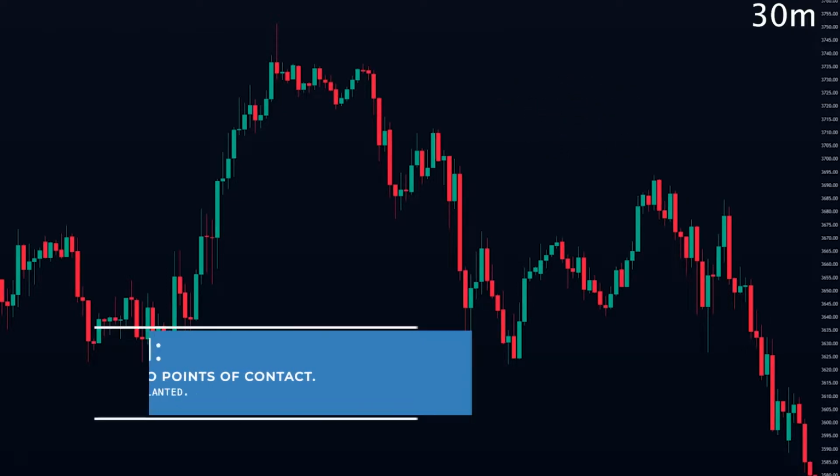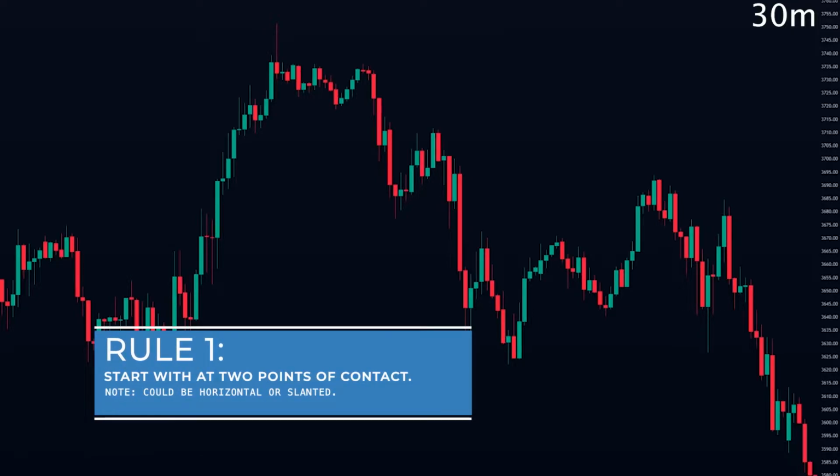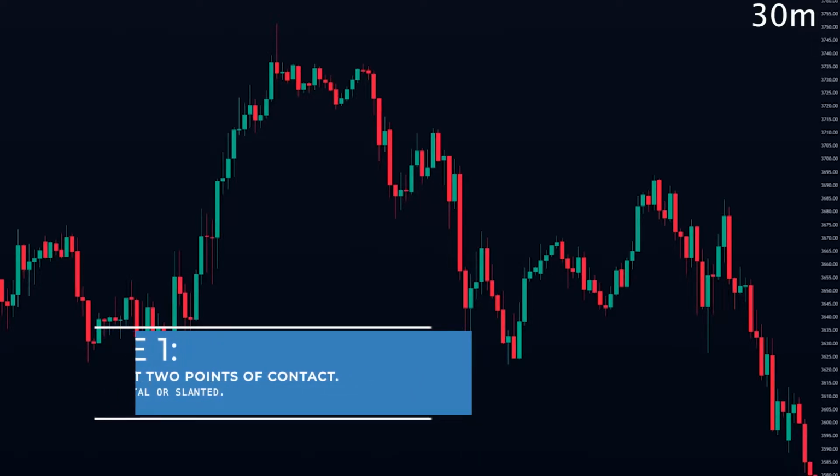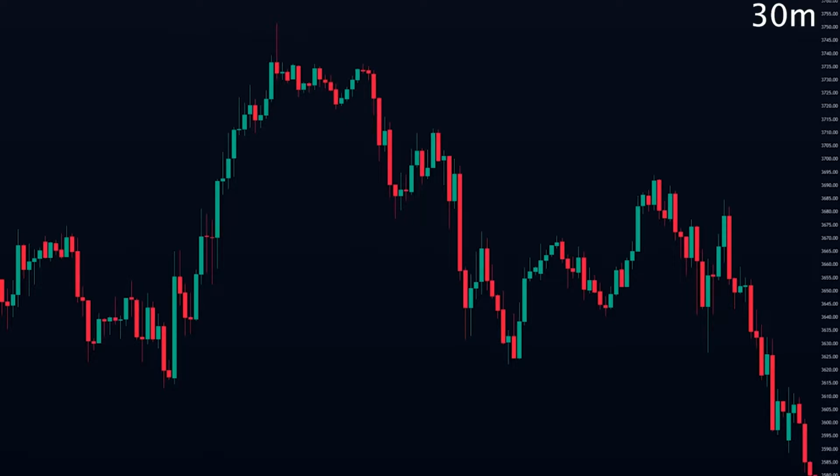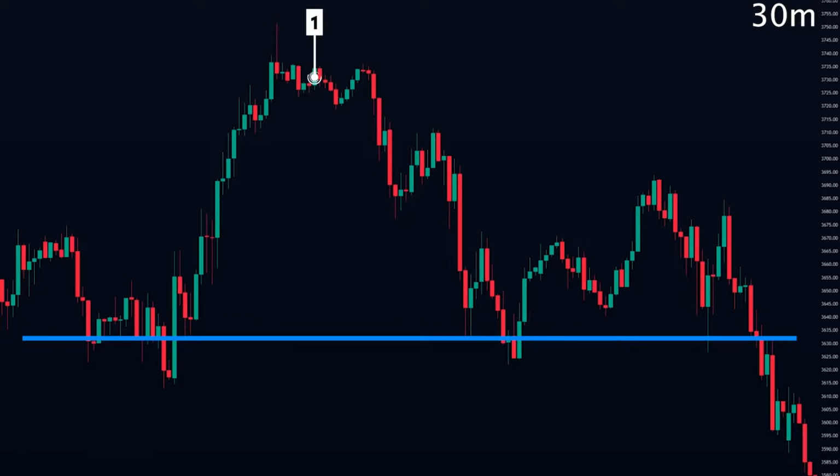For trend lines, we always want to start with at least 2 points of contact. These lines could be horizontal or slanted. It's just more important whether or not they're useful. Here we can easily see the market came down to bounce off this price level twice, so we can draw a horizontal line through them to indicate a support level. Next, we can also see there are 2 points where the market reacted and bounced off of the top side, so we'll draw a slanted line connecting the two to indicate a resistance level.